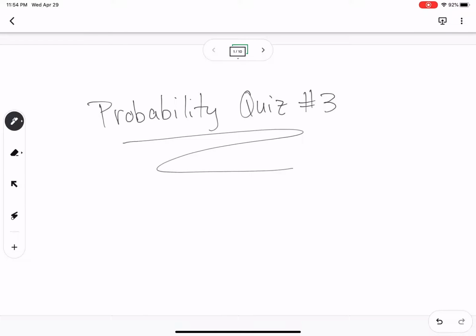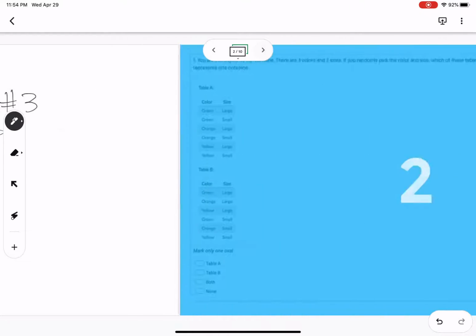All right. Probability quiz number 3. So here we're going to be going over some review for probability quiz number 3 so that you can hopefully understand some of these problems a little bit more. So let's go ahead and get started.